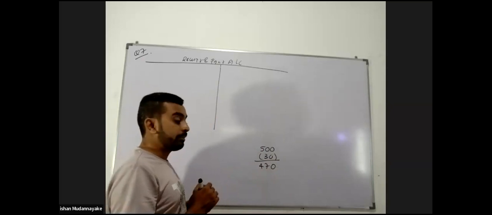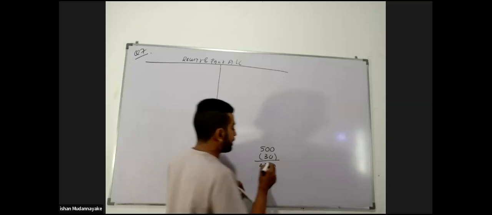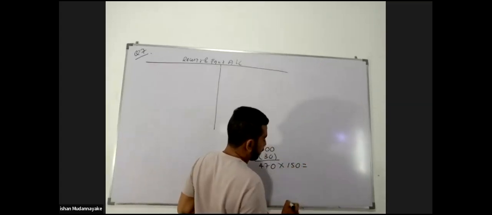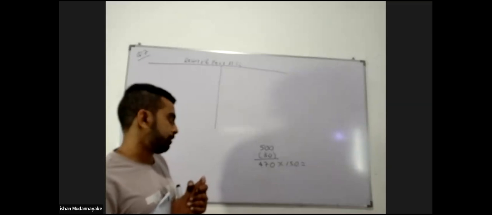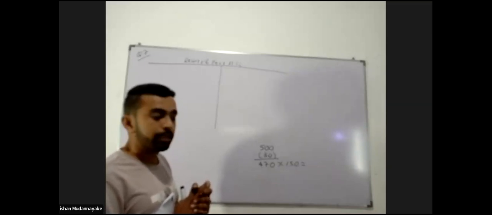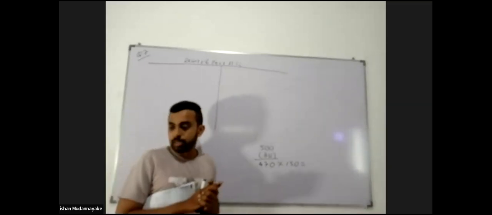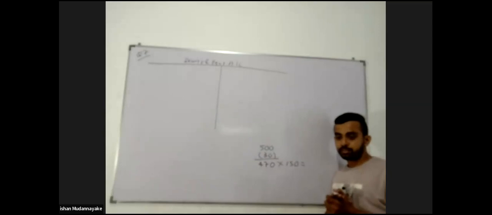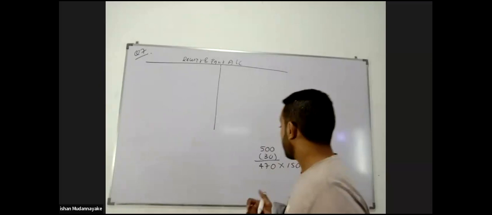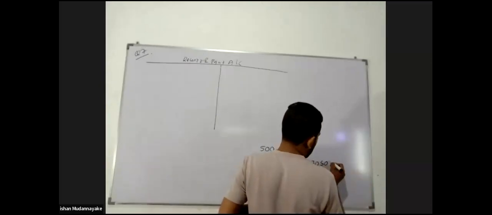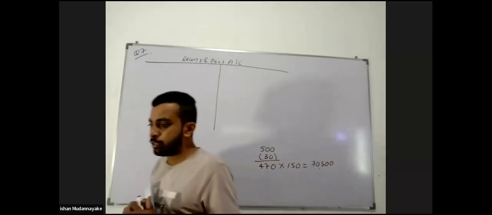Then the monthly subscription fee received in cash, how much? 470 multiplied by 150. Monthly subscription fee received by the organization, how much amount? 470 multiplied by 150. Yes, Akshay, the answer is correct: 70,500 received in cash. Is it clear?